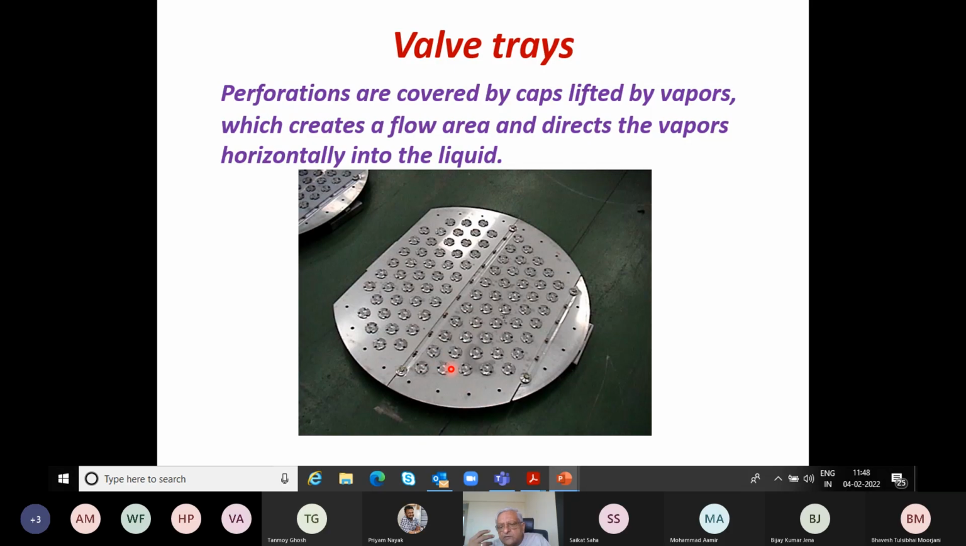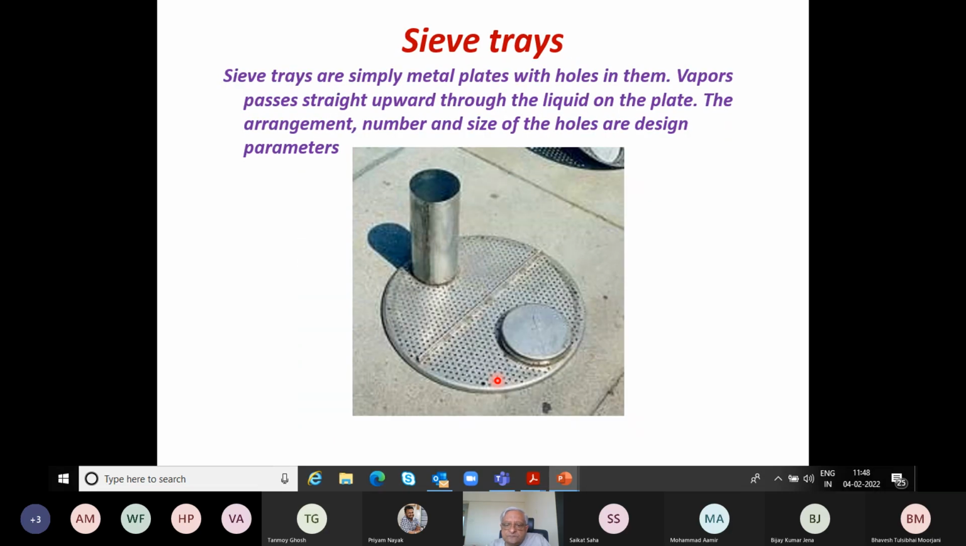Why is it called a valve? Because if the vapor velocity from the bottom is less, then it closes down, and if the vapor velocity is high, it opens up. So it helps you control the vapor liquid contacting depending upon the vapor flow, which is pretty neat and pretty nice.